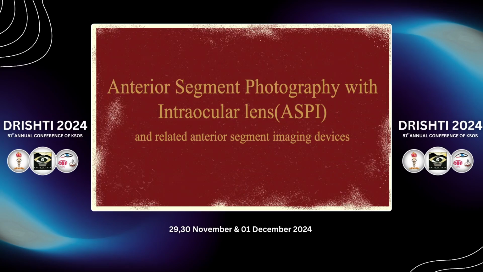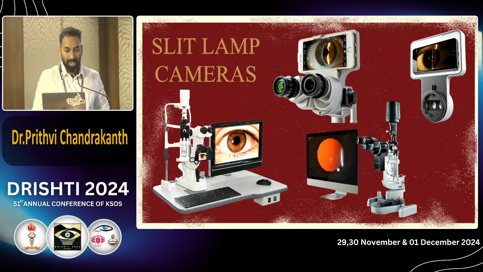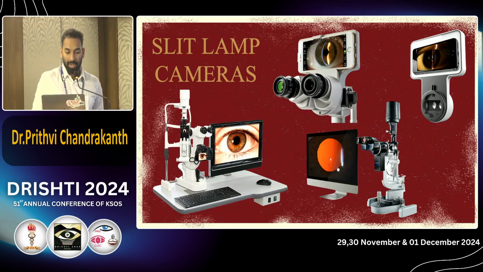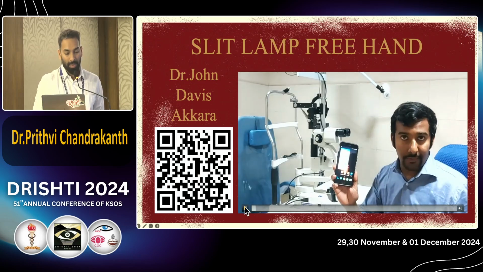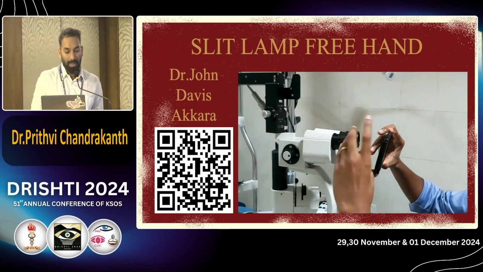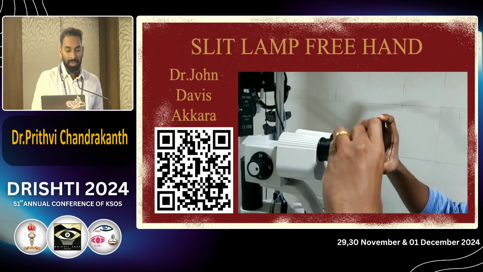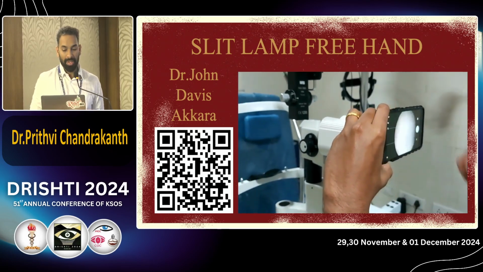The first one is anterior segment photography with intraocular lens and related anterior segment imaging devices. As we know, slit lamp cameras are very expensive nowadays, and it's not a cup of tea for everybody, especially postgraduates and fellows. So we've come with a very simple way of doing this: taking the image using the smartphone by just keeping your hand on the slit lamp, keeping a one finger distance gap, and then taking the image.